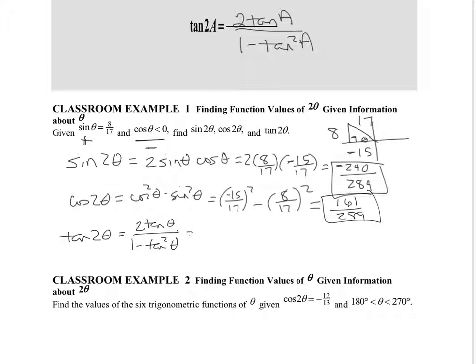So if I'm looking at my triangle, 2 times, what's my ratio for tangent? Good. 8 over a negative 15. And I can think of that as 2 over 1, over 1 minus, and then I'll have to take that 8 over negative 15 and square it. All right, simplify that. Let's see what you get. Negative what? 240 over 161. Negative 240 over 161. Did everybody get that?